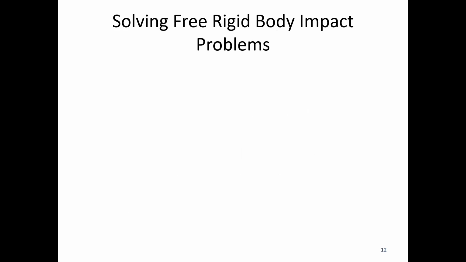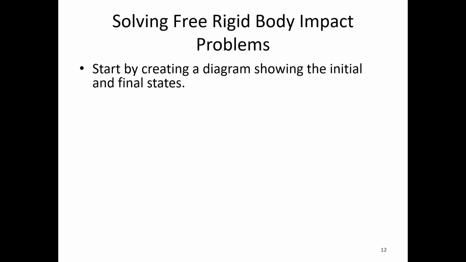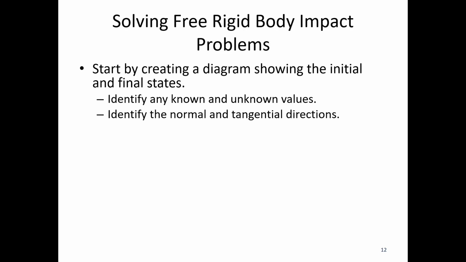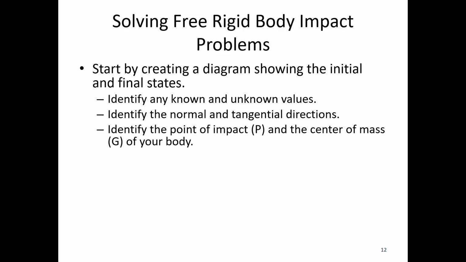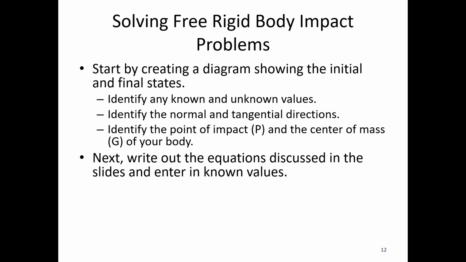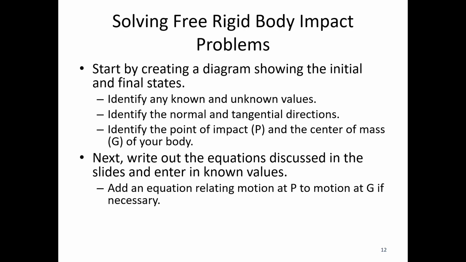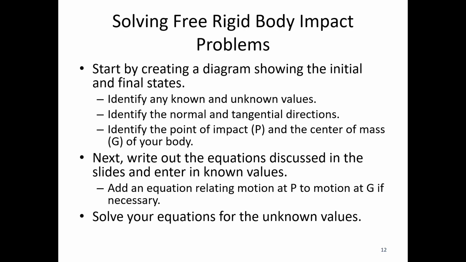All right, so solving these free rigid body impact problems, you're going to start by creating a diagram showing the initial and final states, and identify all known and unknown values. You're going to identify the normal and tangential directions. It's going to be important for our elastic and semi-elastic problems. You're going to identify the point of impact P, as well as the center of mass G of your bodies. And then next you're going to write out the equations discussed in the slides, either the 3 equations for inelastic or the 6 equations for semielastic or elastic values. And then add any necessary equations relating the motion at point P to the motion at point G using kinematics. And then finally solve the equations for unknown values.